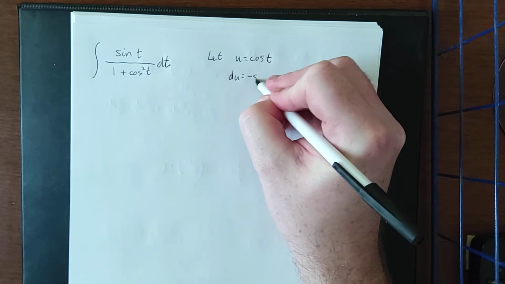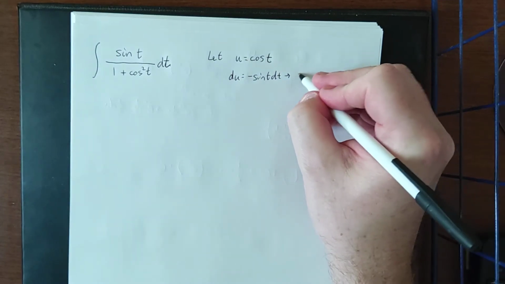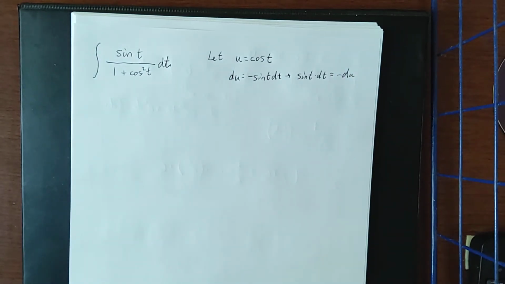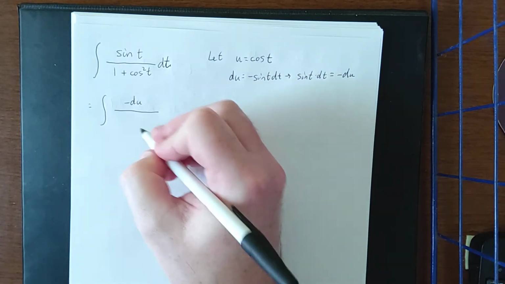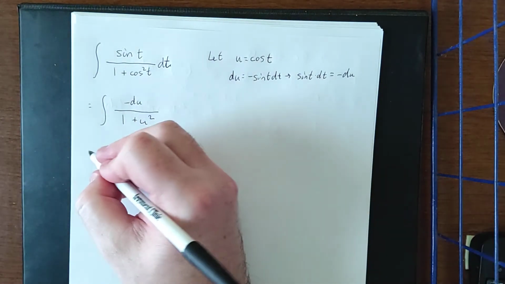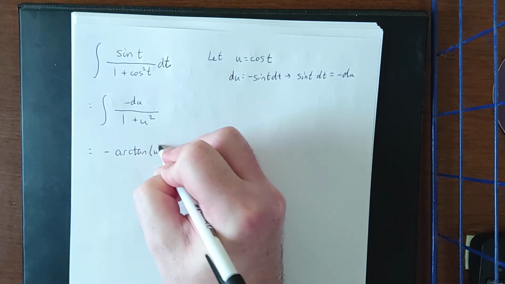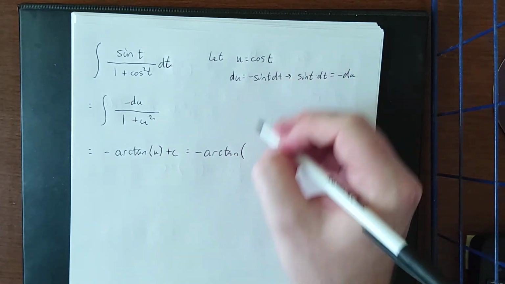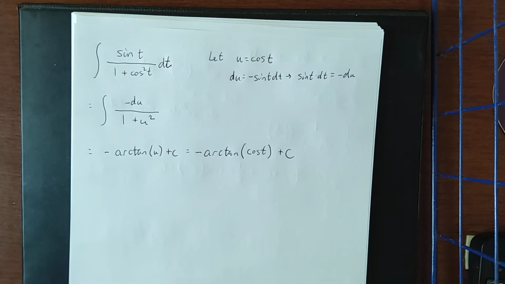Now, the derivative of cosine of t would be the negative sine of t, dt, and we have everything present except for that extra negative. Therefore, we will take the sine of t times dt and replace it with a negative du. What this means for us is the numerator will become negative du. The denominator will be 1 plus u squared. Aside from the negative sign, we have exactly a case of the arctangent function. So this will be the negative arctangent of u plus a constant. Therefore, we'll call this the negative arctangent of what was u, the cosine of t. And we'll keep that plus c in place as well.